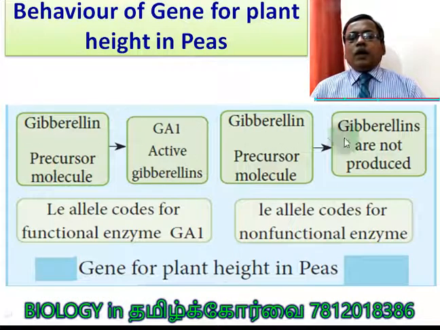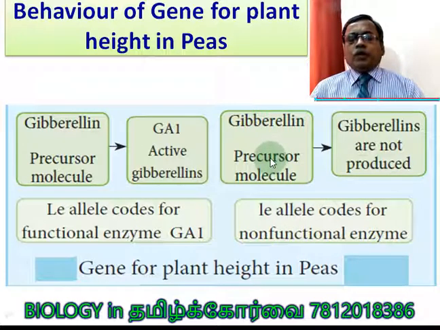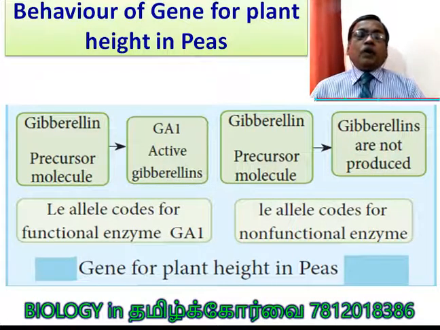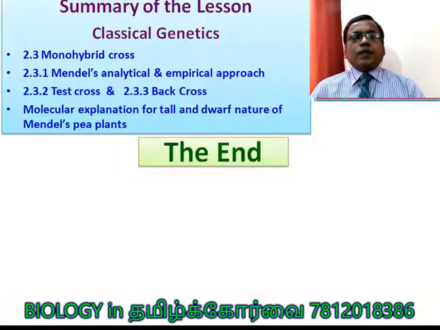So the overall experiment is given in the flow chart here, right? Capital L, small e, is responsible for producing the enzyme GA1. So it converts the precursor gibberellin into active gibberellin, but small e is not able to produce a functional enzyme. So it is not able to convert the precursor molecule of gibberellin into the active form of gibberellins. So this is the molecular background of the tall and dwarf nature of Mendel's plant.